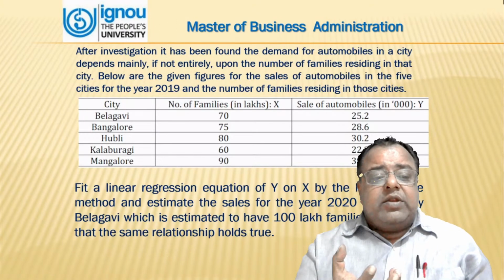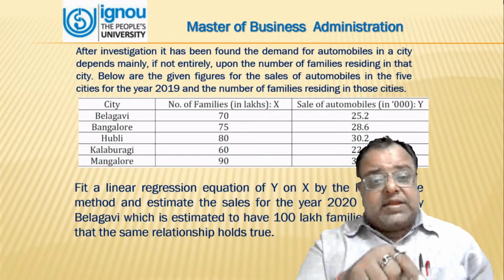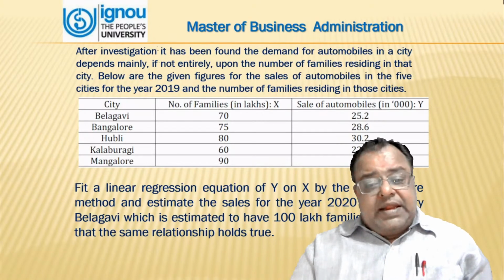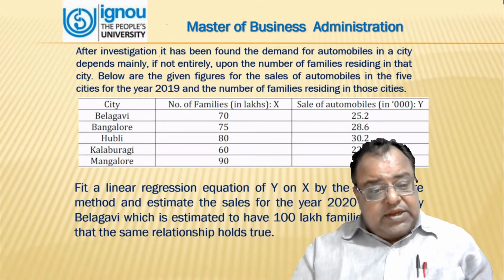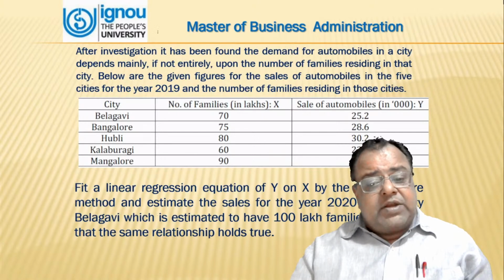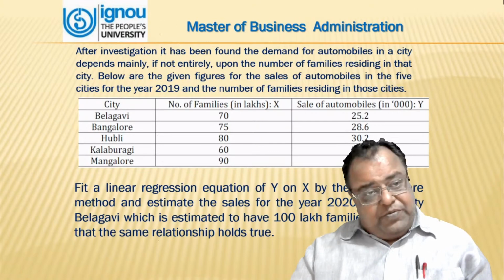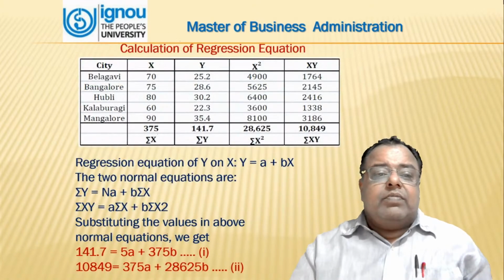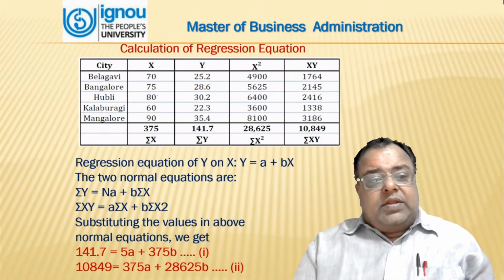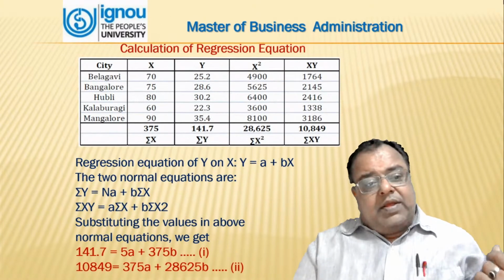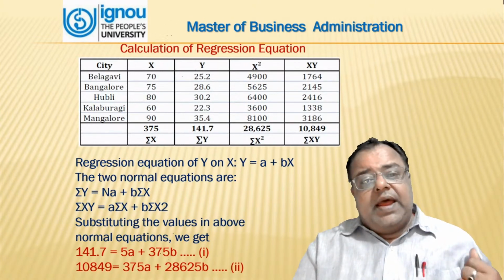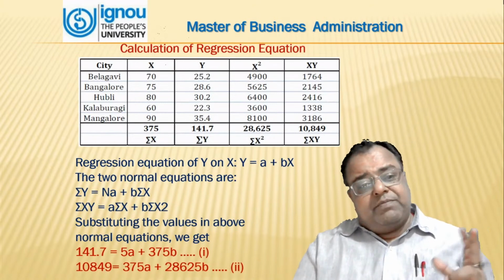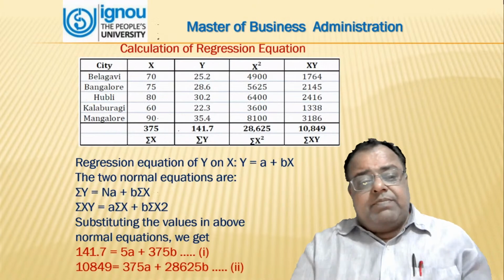Now we are to fit a linear regression line of Y on X by the least squares method and estimate the sales for the year 2020 for the city Belagavi, which is estimated to have 100 lakh families, assuming the same relation holds true. The problem will be converted into this form. In front of the respective cities, the values of x and y will be written. Then we will calculate x square and the product xy, and sum them.